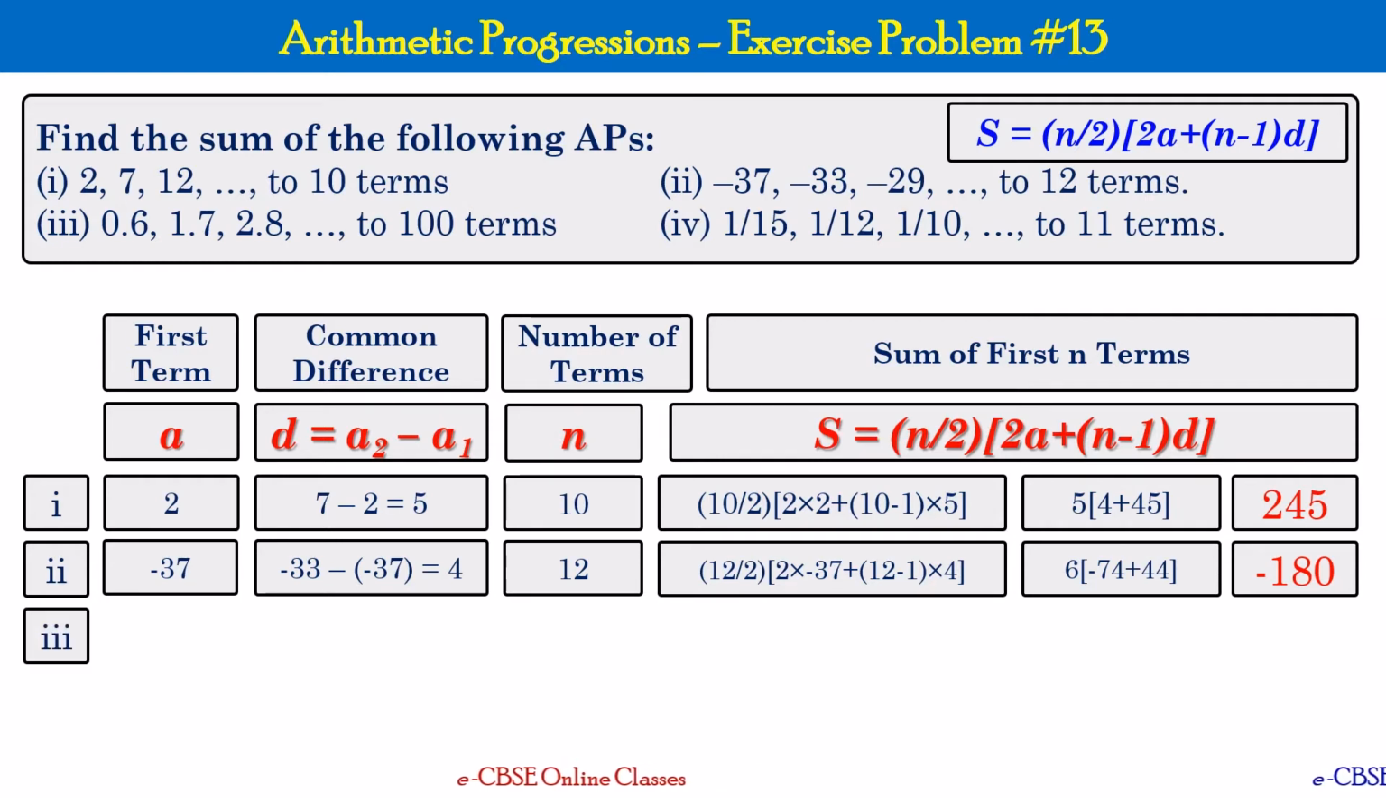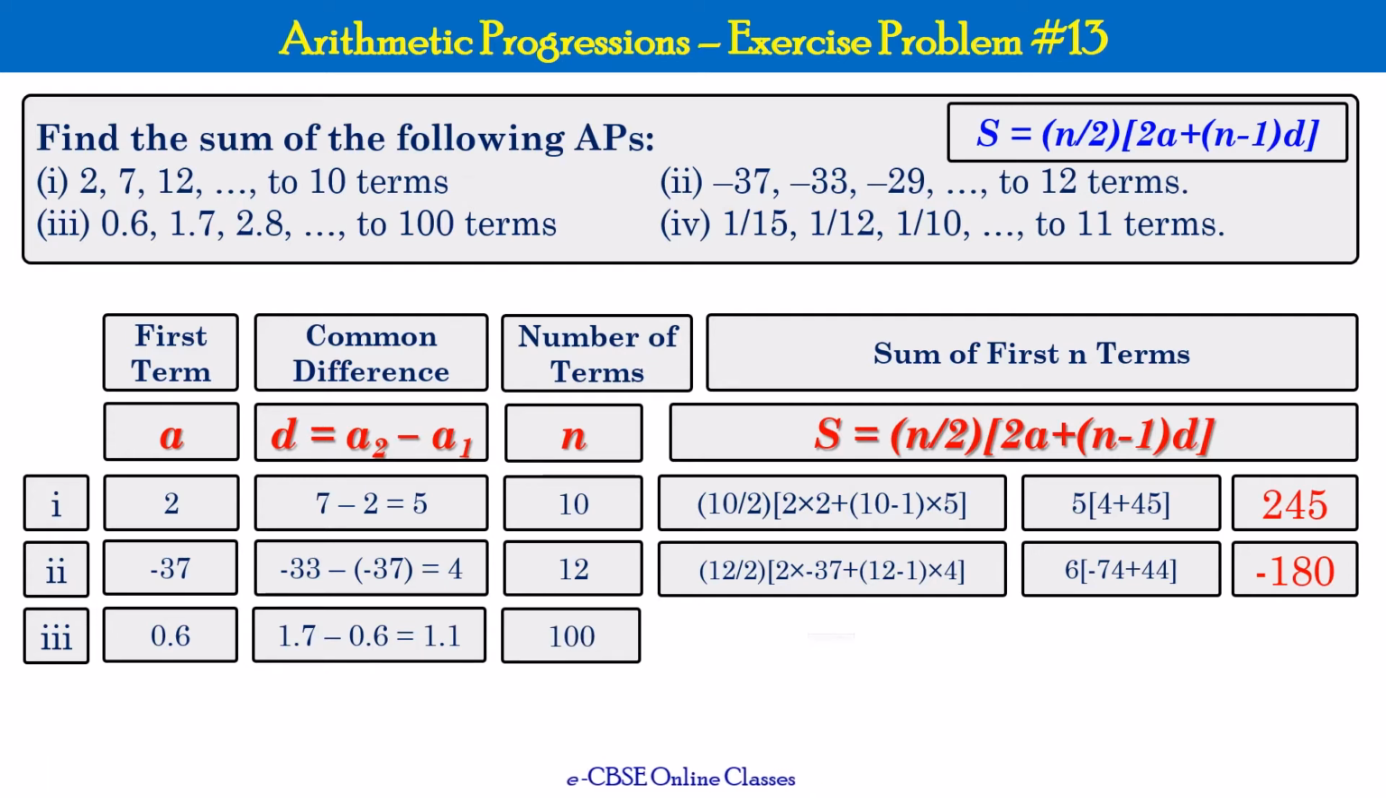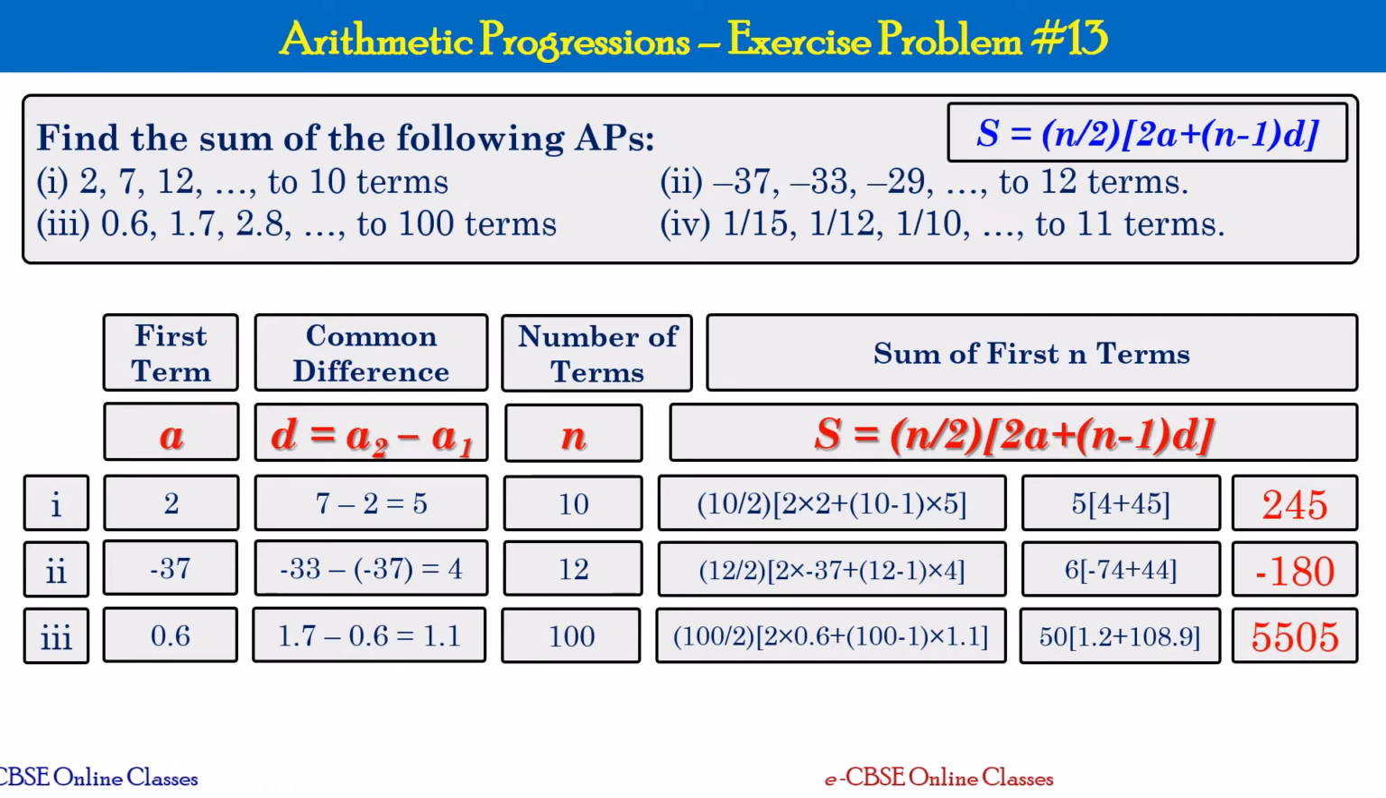The third problem, first term is 0.6. Common difference is 1.7 minus 0.6, that is coming out as 1.1. We are asked for 100 terms, so n is equal to 100. Substitute all the values and after simplification it is coming out as 50 times 1.2 plus 108.9. The value is coming out as 5505.